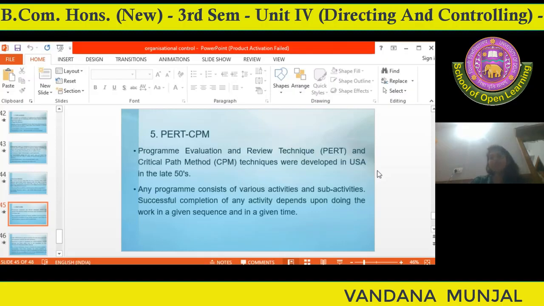If in a process a certain activity takes a certain amount of time, that is told by PERT and CPM. Any program consists of various activities and sub-activities. Successful completion of any activity depends upon doing the work in a given sequence within a given time. So it makes sure that the processes are being carried out at the right time.